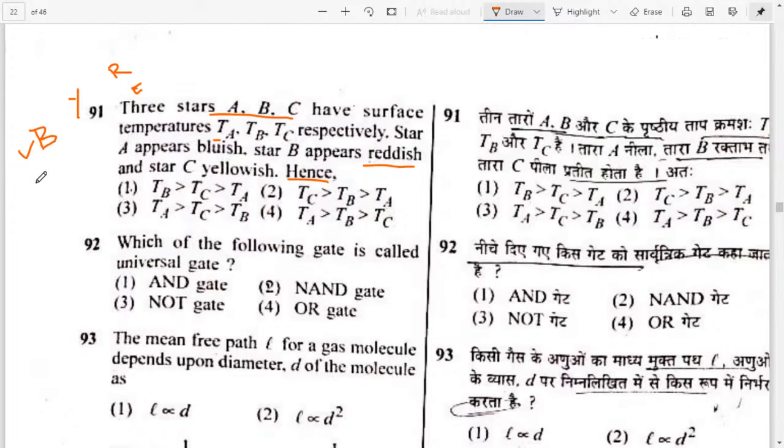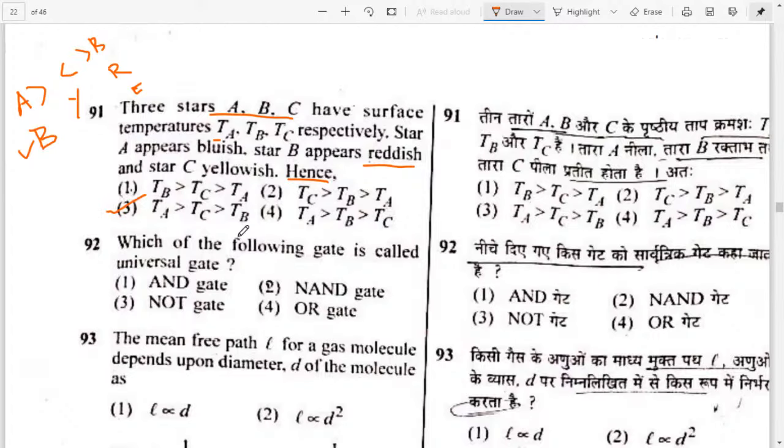So what is the temperature? They are saying A appears blue. Blue means it is A, so highest temperature, followed by reddish. B is reddish, it is lowest temperature. Yes, so it is low temperature, whereas C is in the middle of these two. So option number 3, TA greater than TC greater than TB.